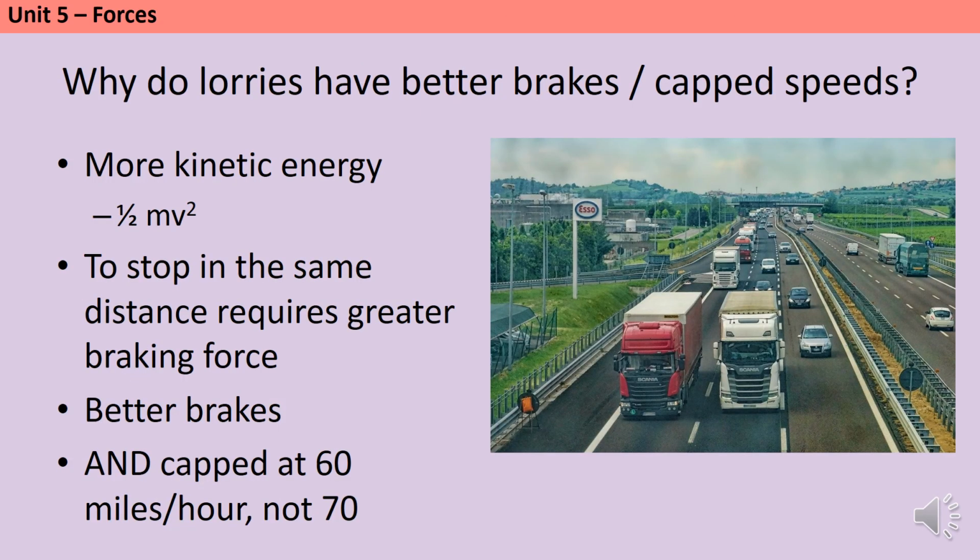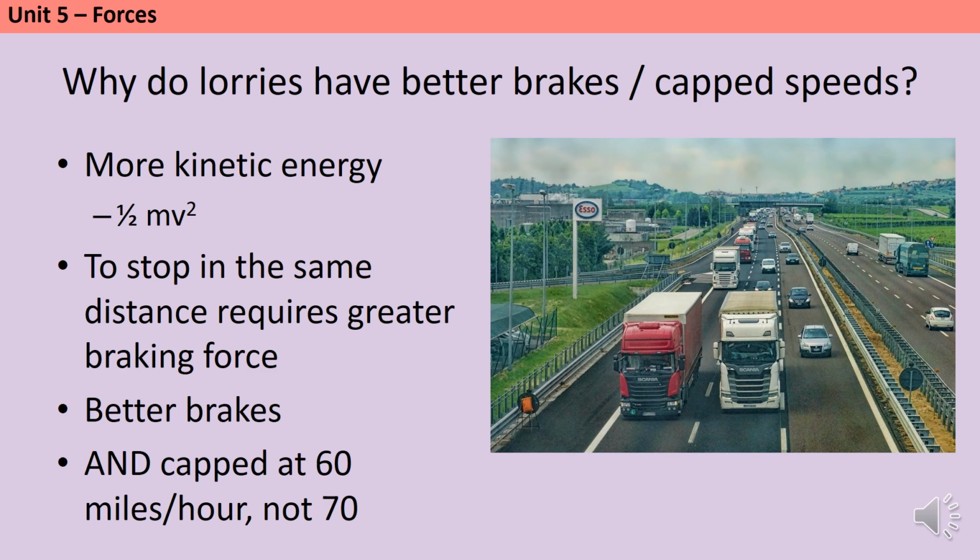We can also use this same physics to explain why it is that lorries have better brakes than cars, and also why their speeds are capped on a motorway at 60 rather than 70. Because a lorry has a much larger mass, when it's moving it will have more kinetic energy than a car moving at the same speed. Therefore, to stop it in the same distance would require a greater braking force in order to dissipate that kinetic energy by work being done.